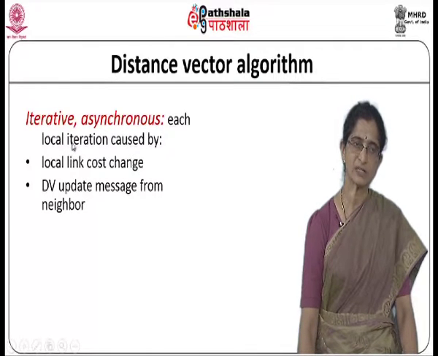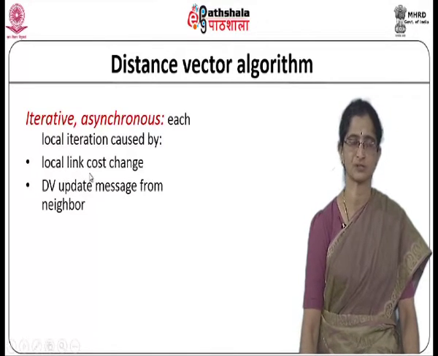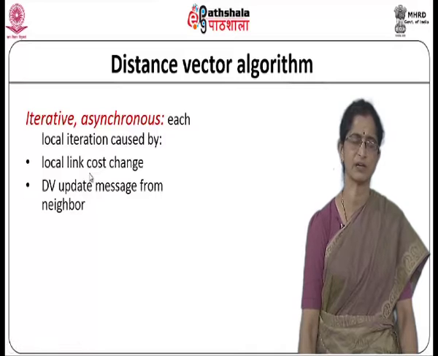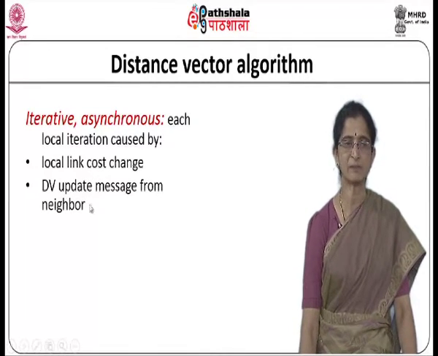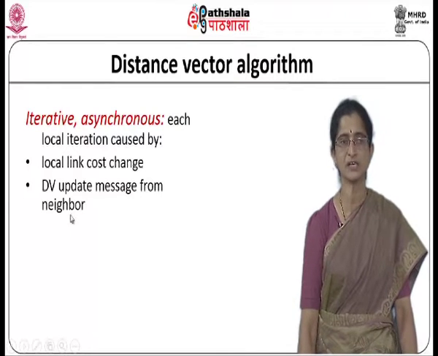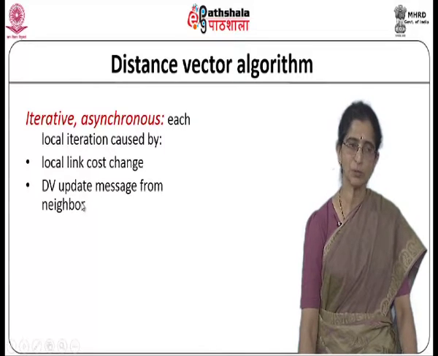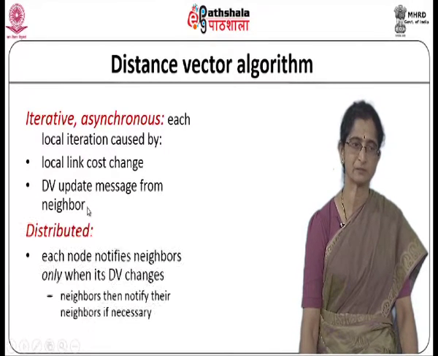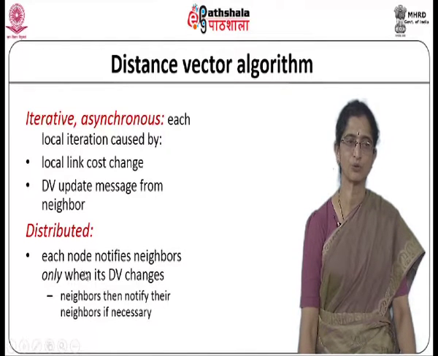Each iteration is caused by two things. One, there may be a change in the local link cost; something could have changed with your local link, so that will change the vector. Or you could get an update message from your neighbor. Something could have changed at the neighbor and therefore he could have sent you a distance vector update message. In both these cases an iteration will be triggered.